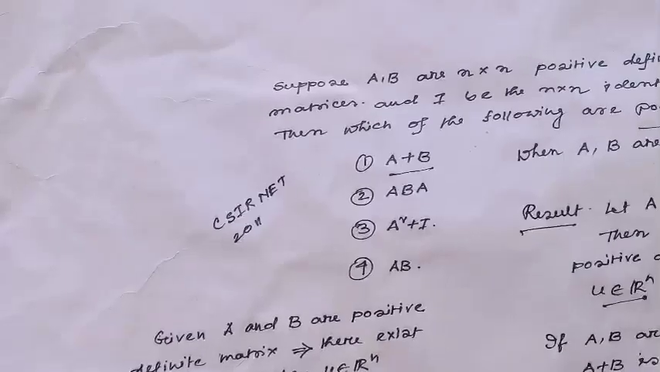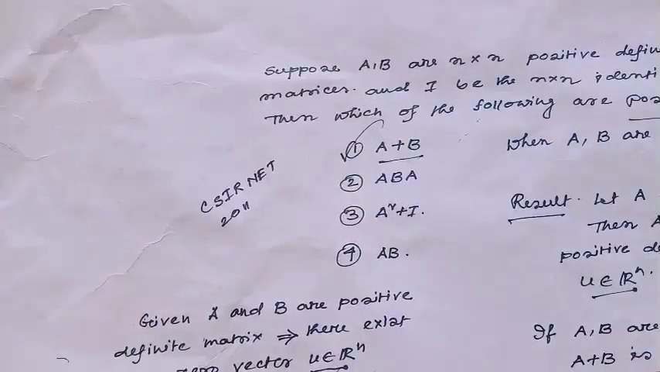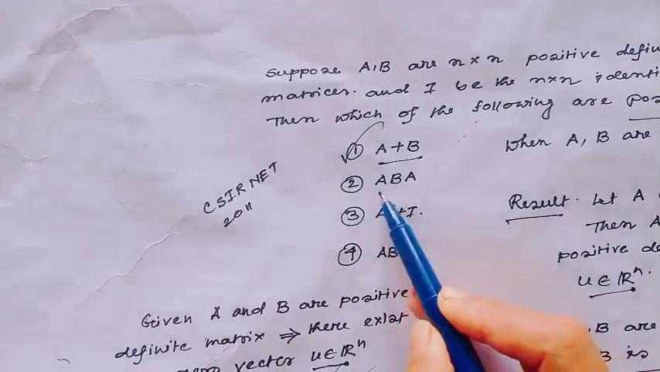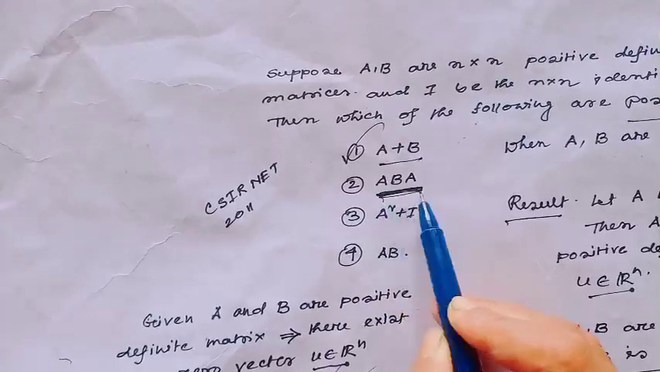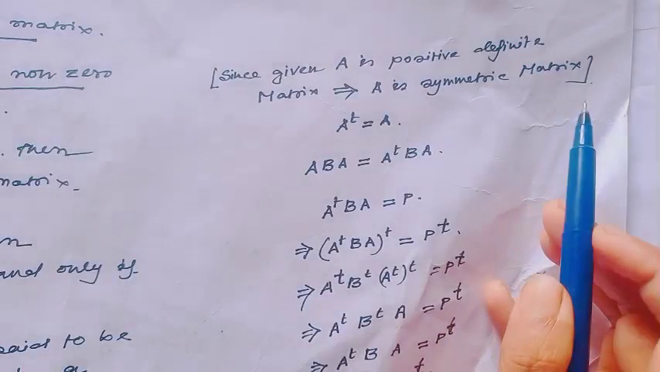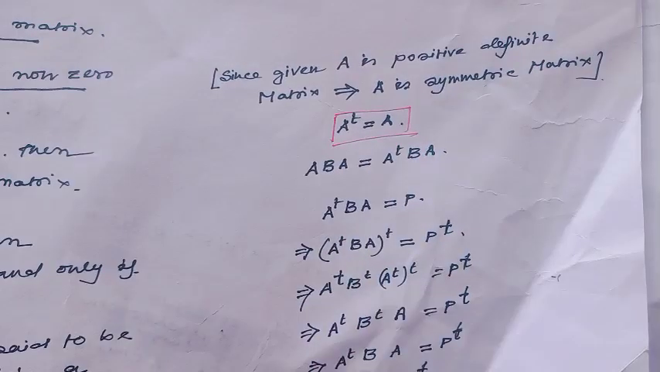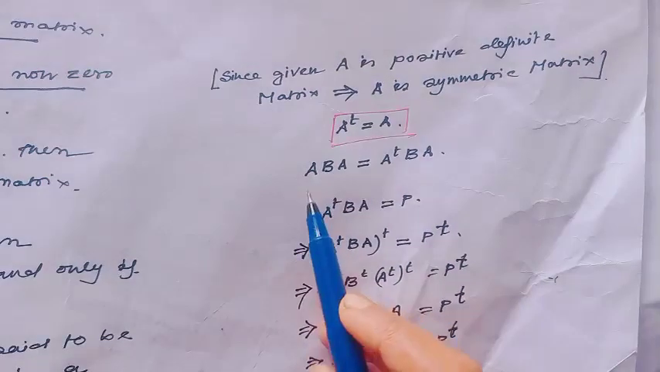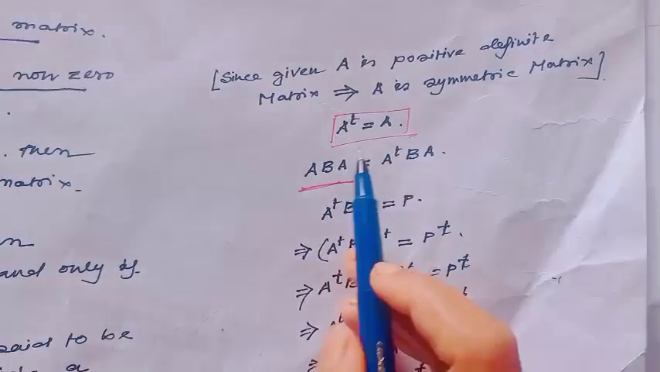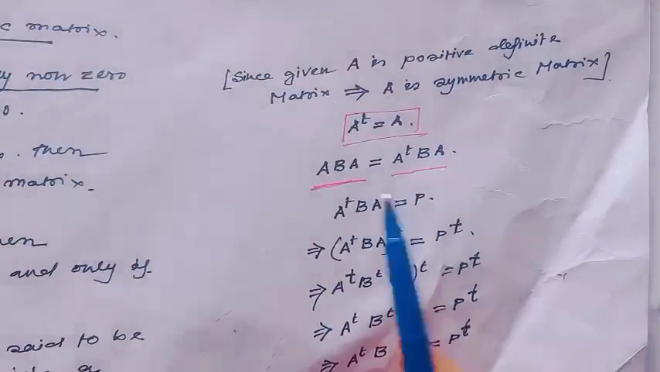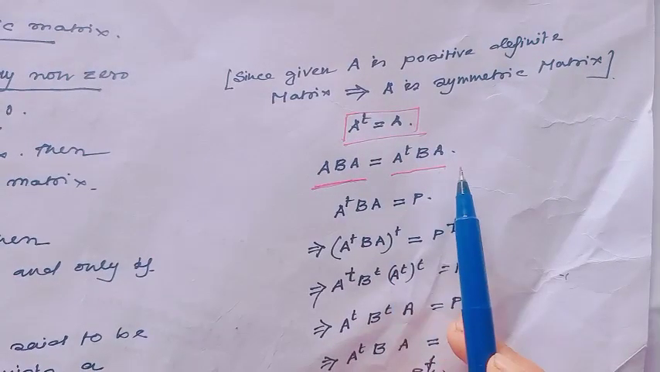So option 1 is the right option. Option 2 is: ABA is positive definite, where A and B are positive definite. For this, since A is positive definite, A is a symmetric matrix. That means A transpose equals A. Here we have to prove ABA is positive definite. For this, replacing the first A with A transpose, ABA equals A transpose BA.